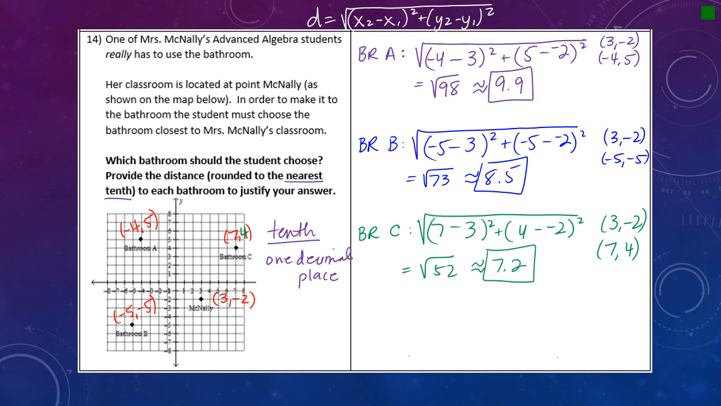So now when I take a look at all 3 of my answers, I'm looking for the shortest distance, which means the smallest number. So if you look here, 7.2 is your smallest value. So that means that I should go to bathroom C. That's the closest. So I'm going to write here, bathroom C is the closest to Mrs. McNally's classroom.